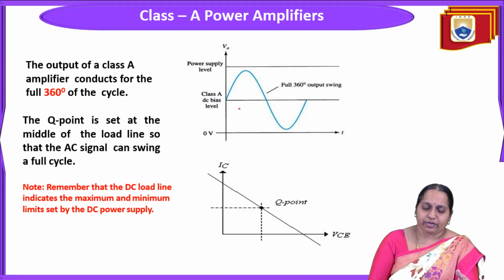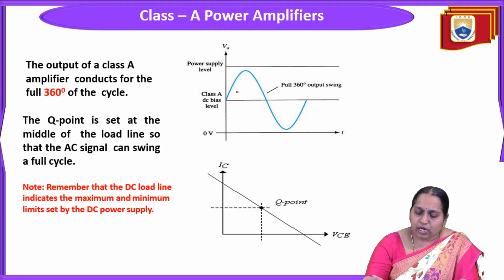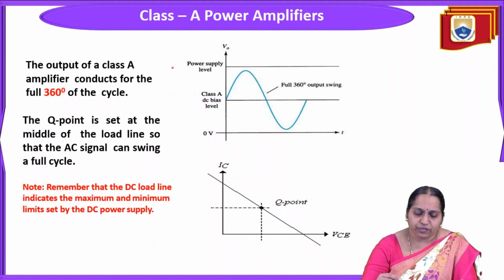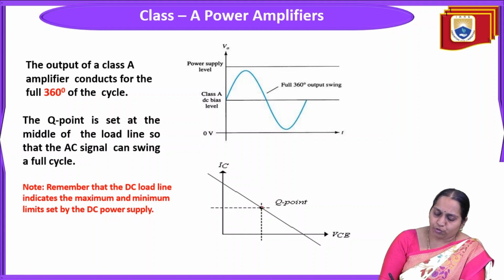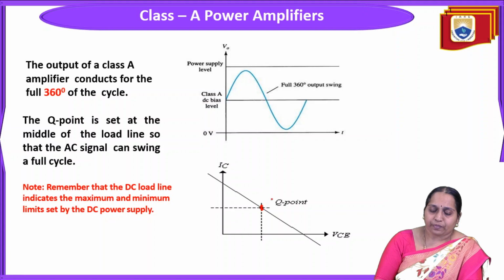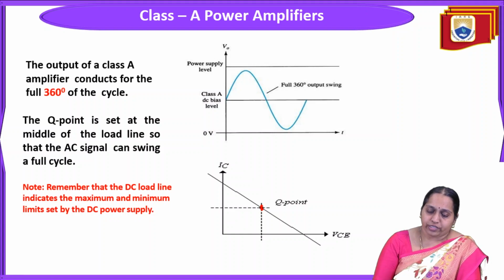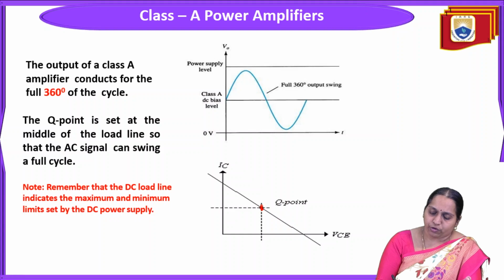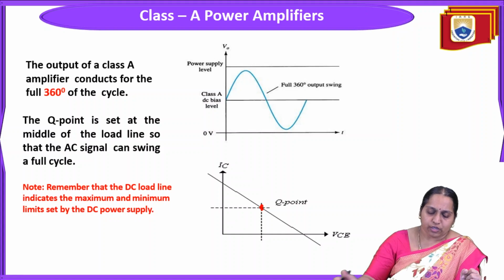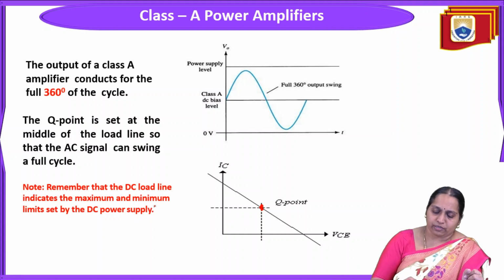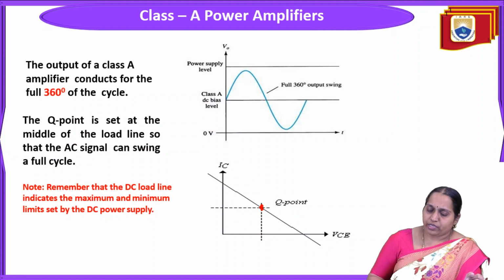Class A power amplifier, see here. The output is for the complete cycle of the input. The output of a class A amplifier conducts for the full 360 degrees of the cycle. That is, for one complete cycle, the amplifier will conduct. And see the location of the Q point. The Q point is located here, at the middle of the load line, so that the AC signal can swing one full cycle. The DC load line indicates the maximum and minimum limits set by the DC power supply. So if this is the load line, then the Q point is located in the middle.